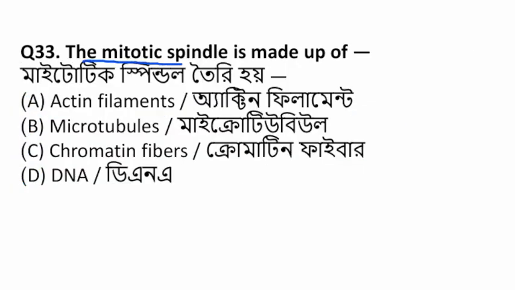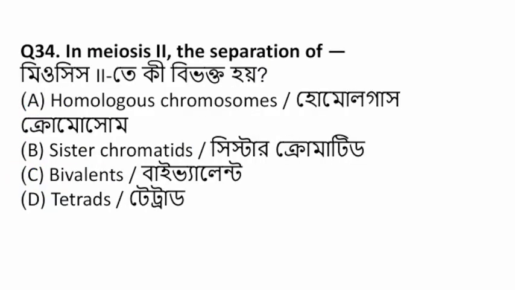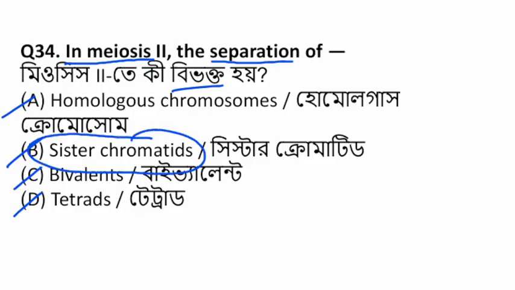The mitotic spindle is made up of: actin filaments, microtubules, chromatin fibers or DNA. The mitotic spindles are specifically made up of microtubules. In meiosis 2, what gets separated: homologous chromosomes, sister chromatids, bivalents or tetrads? In meiosis 2 sister chromatids separate.